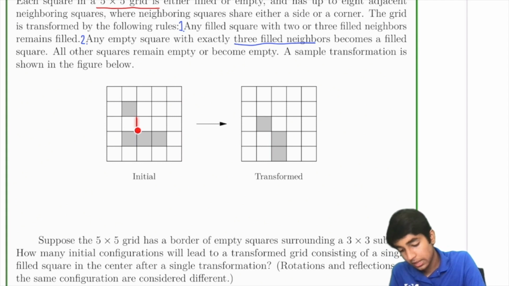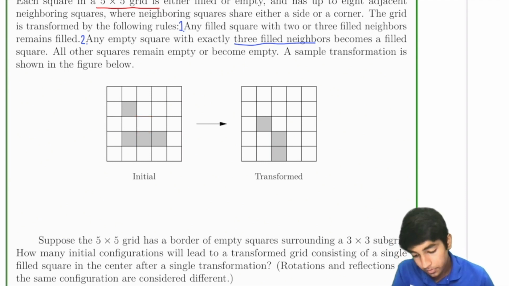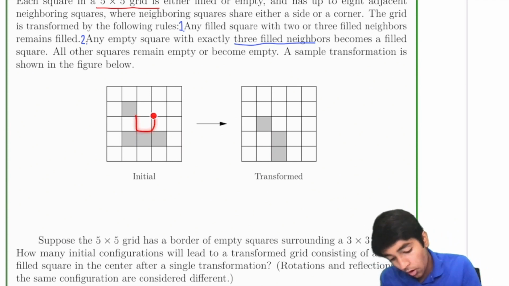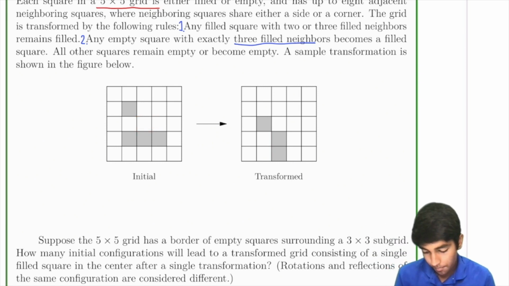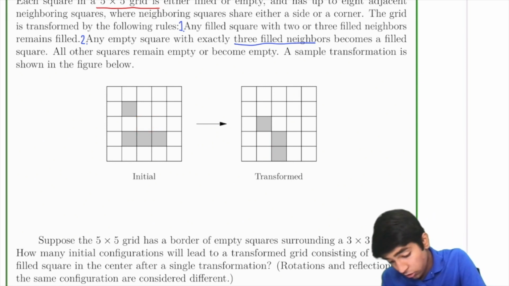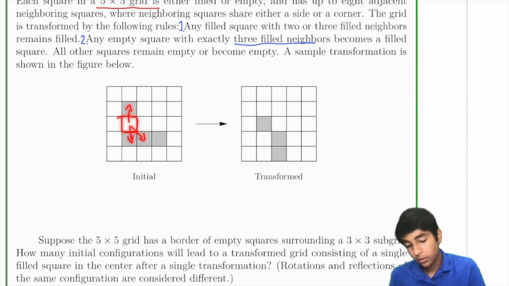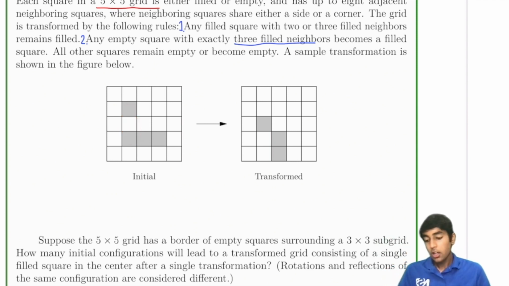An empty square needs exactly 3 neighbors to become filled. This square has 4 neighbors, so it won't become filled. But this square does have exactly 3 neighbors. 1, 2, 3. So that one will become filled.